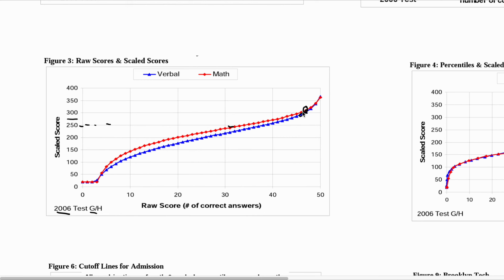So I get the feeling that their scaling system doesn't change that much from year to year. There might be minor variations, but I think this is a pretty reliable chart for the most part.